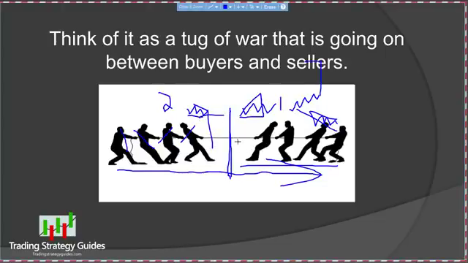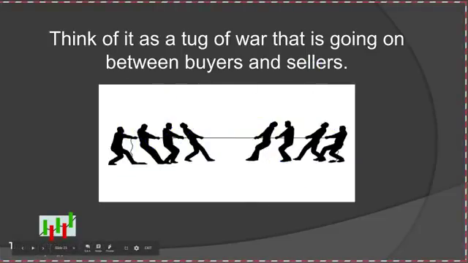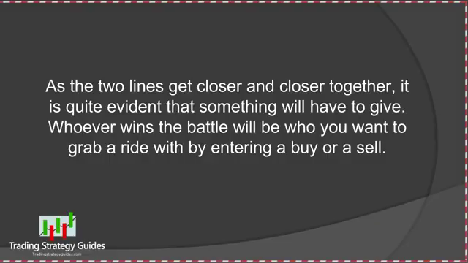We're trying to find where the tug of wars are, where the stall in the market is, and then we are anticipating the break. And when the break happens, we know the price is going to move for a long period of time. So that's pretty much the principle behind it, and it is an incredible method, and it works really well. We're going to dive in to show you how to find that. As the two lines get closer and closer, it's quite evident that something is going to have to give. Whoever wins the battle will be the one where the price moves. All we want to do is find that and then ride that price movement with a buy or a sell trade.